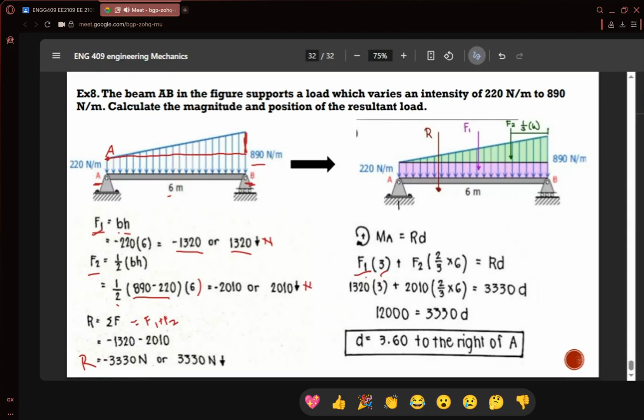Also, take note of the sign convention. This is our point A. So this is your F1 from the rectangle. If we extend the force, curve it towards the reference, clockwise, positive. Also this one, extend clockwise also, positive. So you just need to substitute and compute this. It will yield 3,330 times D.